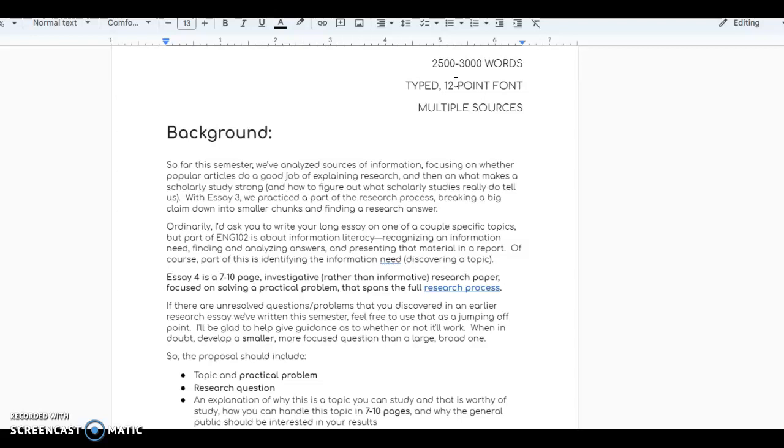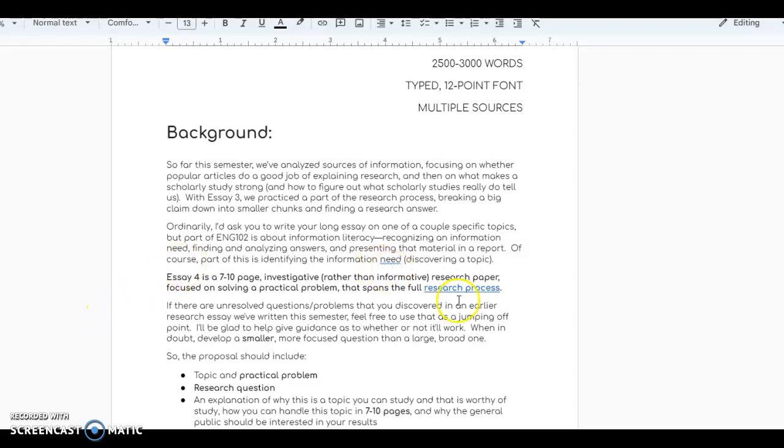It's investigative rather than informative. So an informative paper would tell us something that people already know. Maybe the experts in the field already know. What we actually want to do is try to investigate something. And it should be focused on solving a practical problem that spans the full research process.